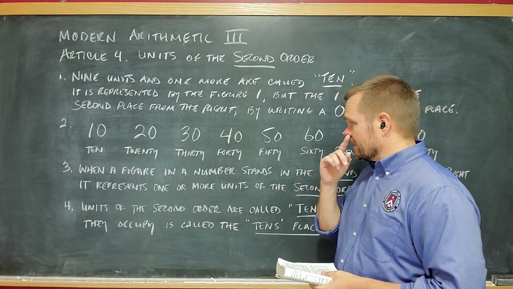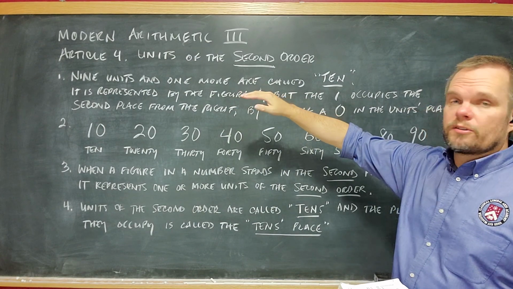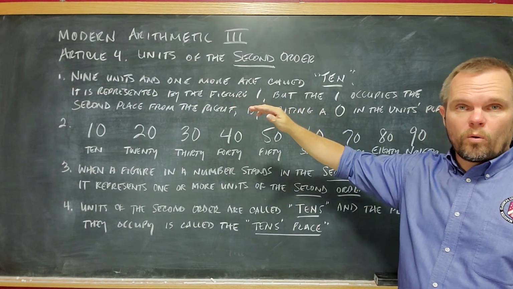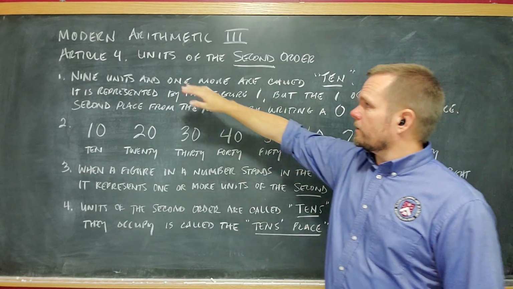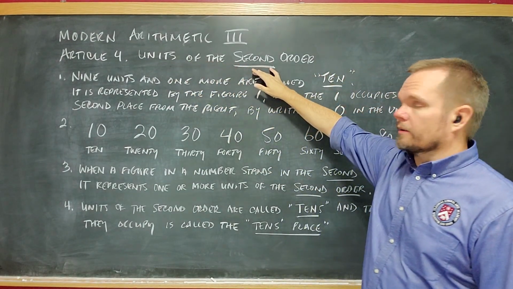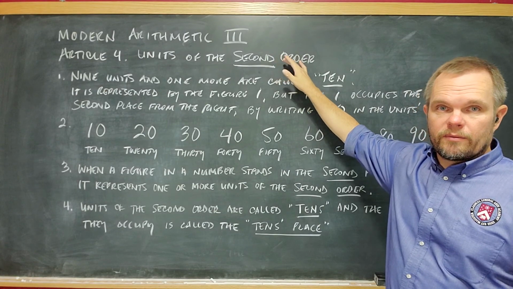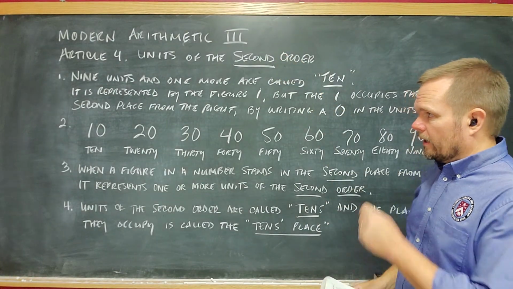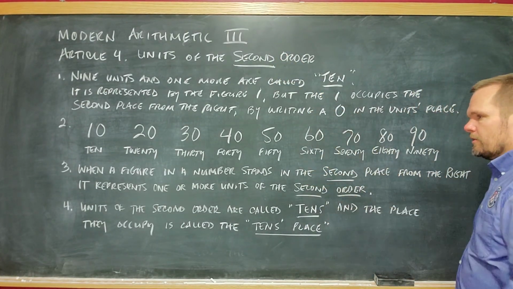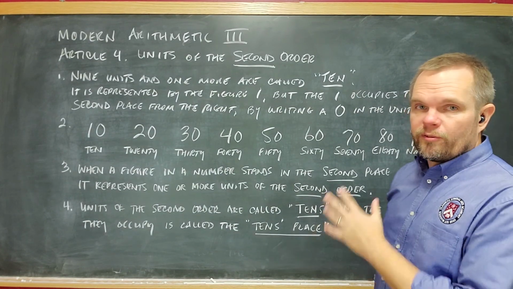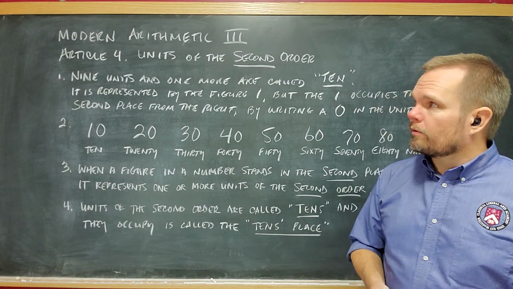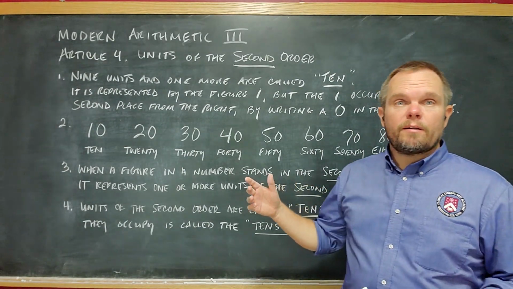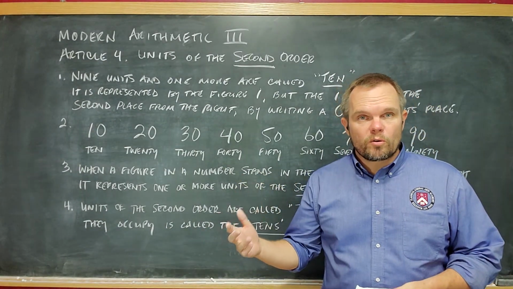In our last lesson, we learned about the first place or the first order of numbers. In Article 4, we're going to learn about units of the second order. Units of the second order. Now, just to provide some review before we start this lesson, in our last lesson, in Article 3, we learned about the units place, the first order.